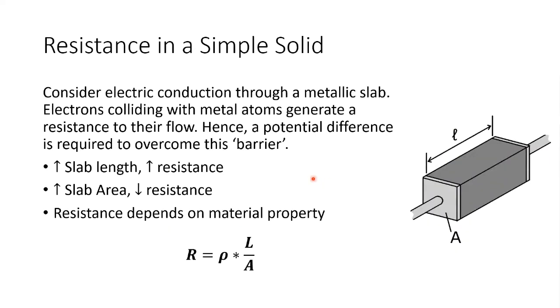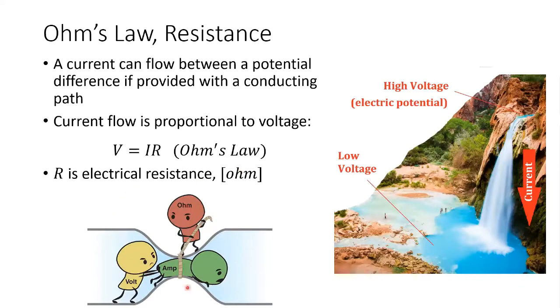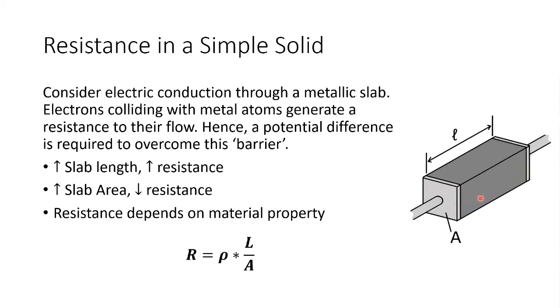Now, in reality, we don't have these nice pictures, or this isn't what happens when we have electricity flowing through wires, through breadboards and circuits. We don't have a person called volt pushing a person called ampere through. What actually happens is we can simplify the situation to a conduction through a simple solid or just a slab of metal.